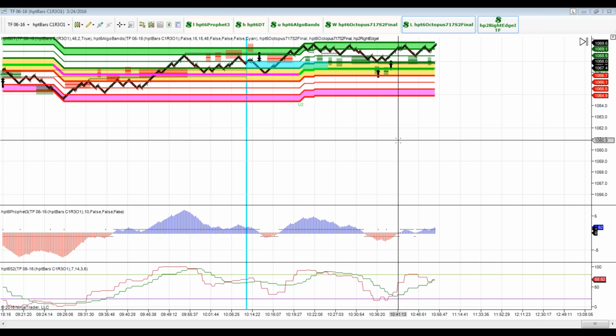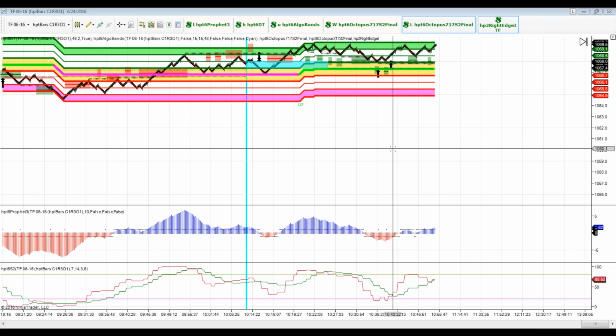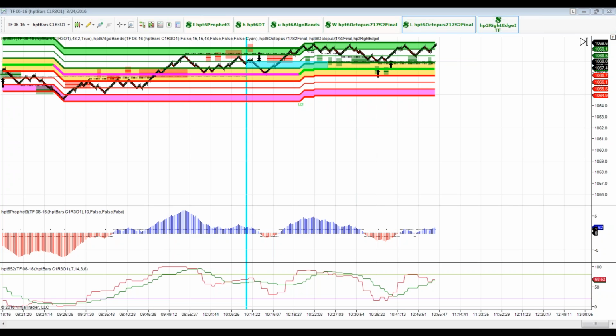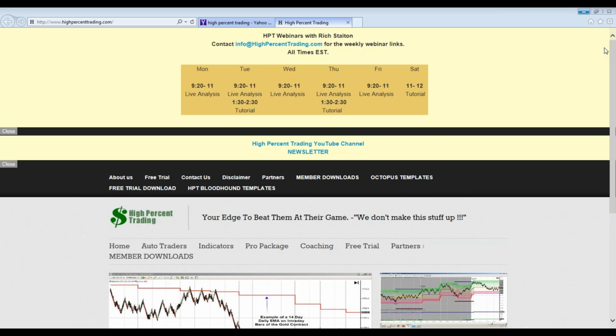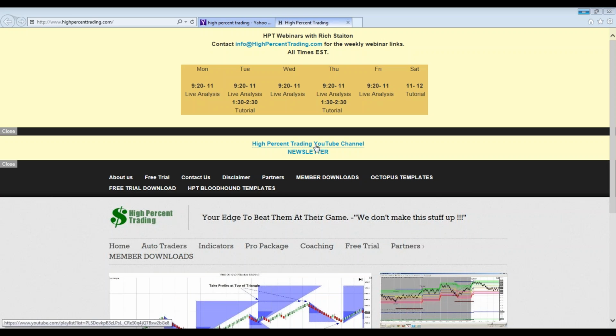Okay, some of them are bread and butter templates. Some of them are templates that were put in there so that you could add on and see the concepts. Before I do that though, what I want to point out again, some of you may not be aware of this, is if you go to the website, go to high%trading.com, right? Go to the website, high%trading.com, and I'll show it. If you click on right here, High% Trading YouTube channel, click on that.